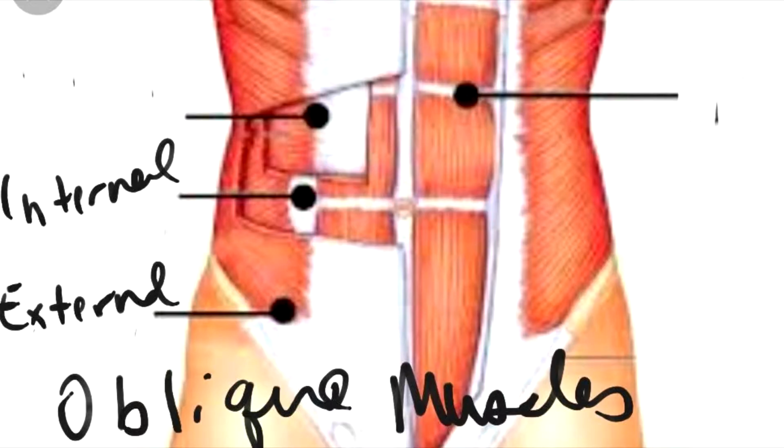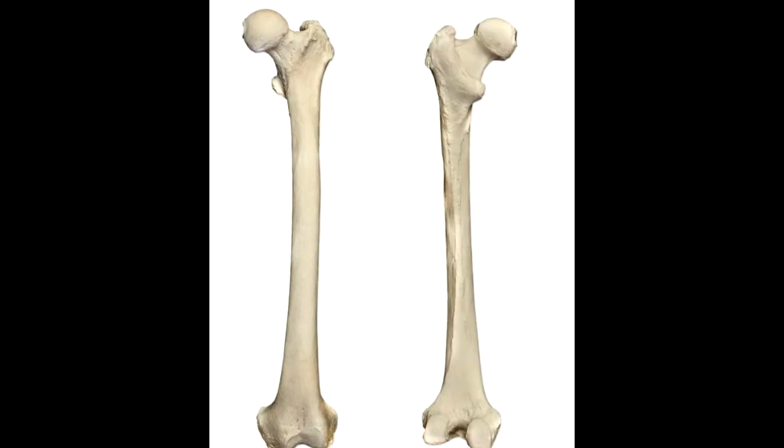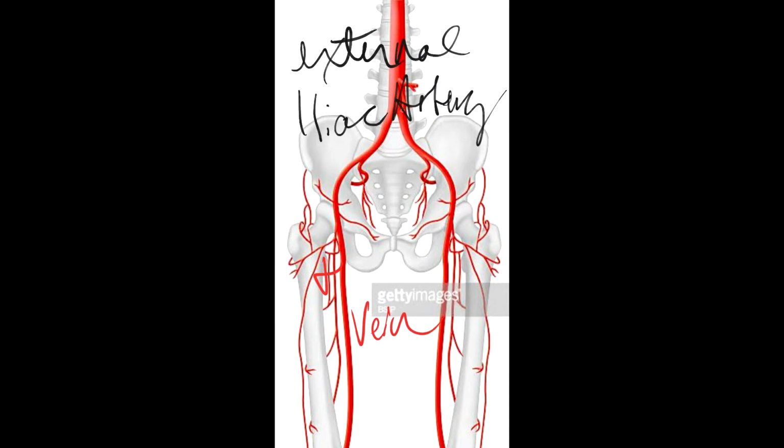The external and internal oblique muscles run at angles down the anterior lateral part of the abdomen, with the transverse muscles underneath them. An important posterior abdominal muscle is the psoas major, which runs from the lumbar vertebrae down to the femur. Not only is it involved in moving the femur, but along the medial border of the psoas major run the external iliac artery and vein, so the muscle serves as an anatomical guide in locating these important vessels.